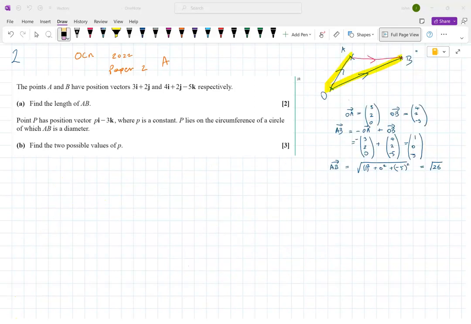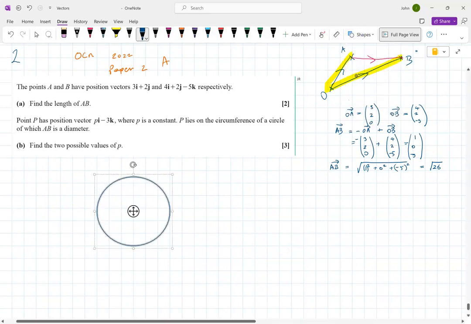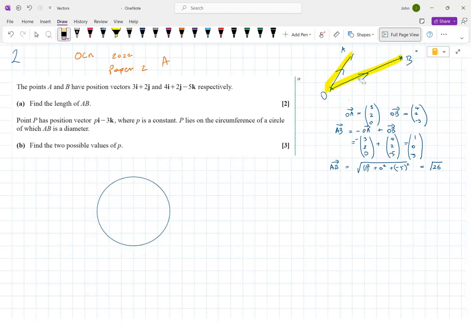As I say, the second part is a bit of problem solving. That length there is now a diameter of a circle. Okay, so let's draw that. We've got A and B, and remember, O is some point. This is in 3D, it could be tilted in any way, it doesn't really matter. We've got points A and B, which are the ends of a diameter of a circle.